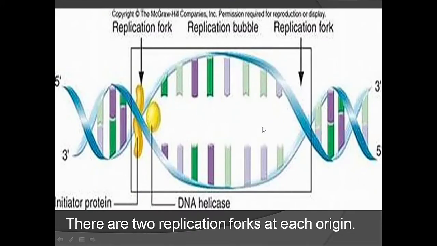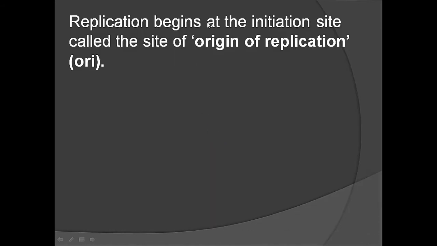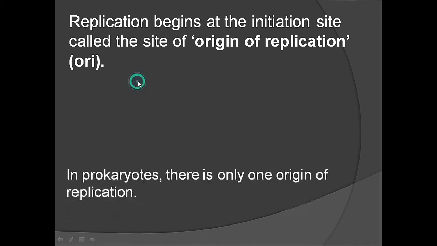What we see here is a replication bubble containing two replication forks. Usually two replication forks are formed in each origin of replication. Origin of replication is a small opening. At that place DNA replication starts. Here there are two replication forks in one origin of replication. Replication begins at the initiation site called the site of origin of replication, or ORI.